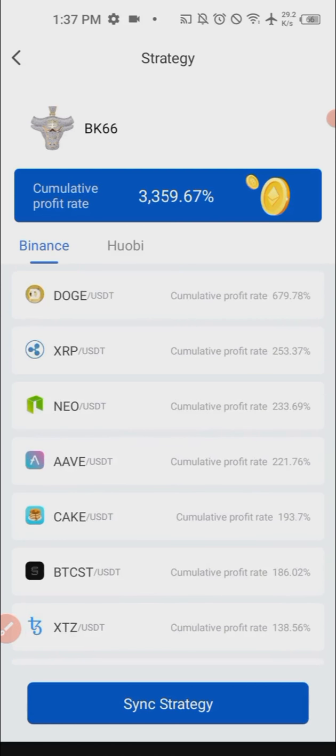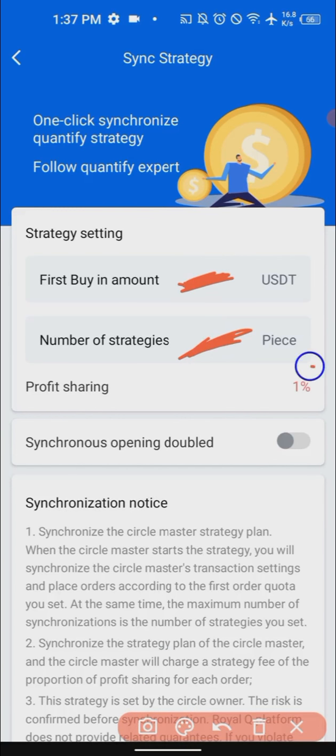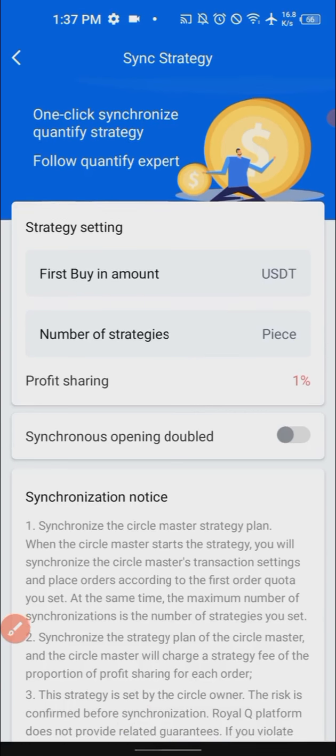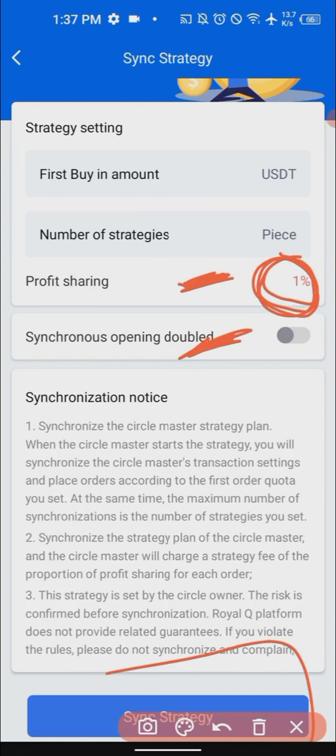So once you click on sync strategy, what happens is you now type in the amount of dollars you want to use as your initial buy amount and how many coins you want to put, as in how many strategies you want to sync. But there's also a caveat here. Whenever you use that strategy, also know this: whenever you make a profit, Crypto Bull takes 1%. After setting it, you now sync.